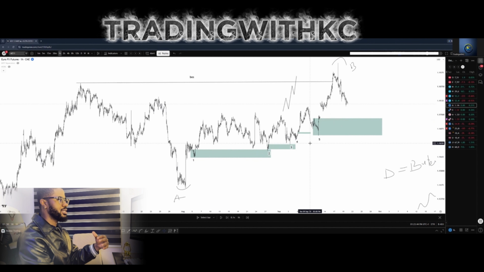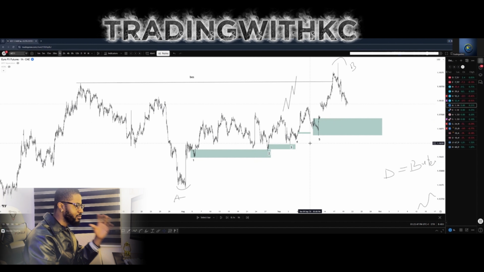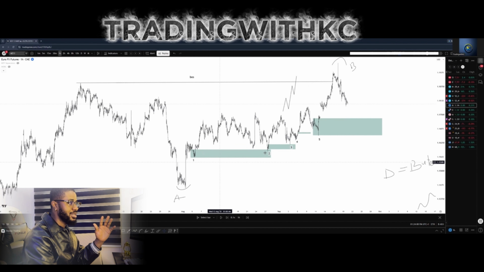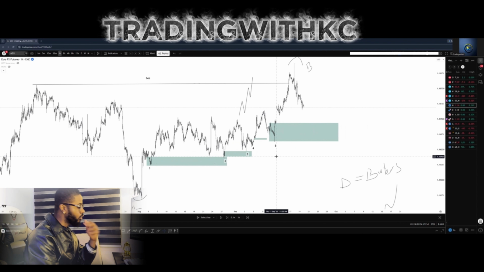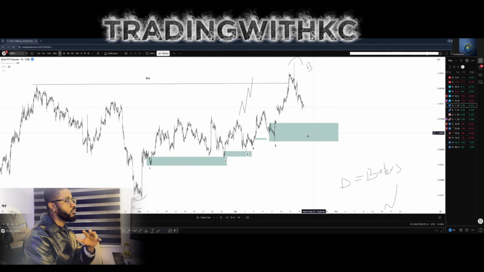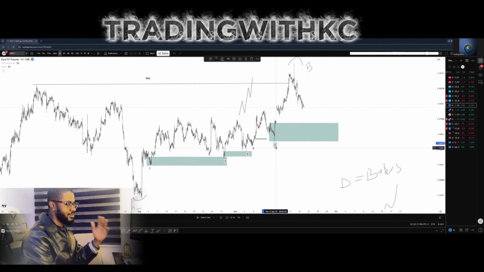Why are they properly mitigated? Simply because there is no imbalance that is formed inside that particular structure range. For an area to be properly mitigated means that all imbalances found within that area have been filled up. And you can see in this example, they have all been filled up. So it means that a break of one will lead to a break of all of them. Meaning the last controlling demand at this particular period of time is low 5.